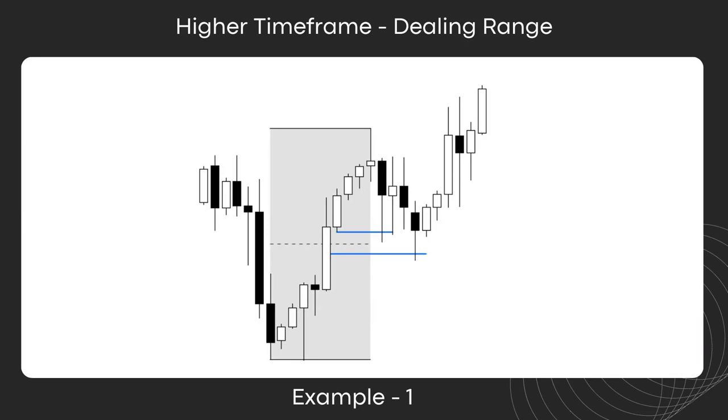Right here you can see that we've got this range low and this range high, or you could say swing low and swing high. You could call it whatever you like.